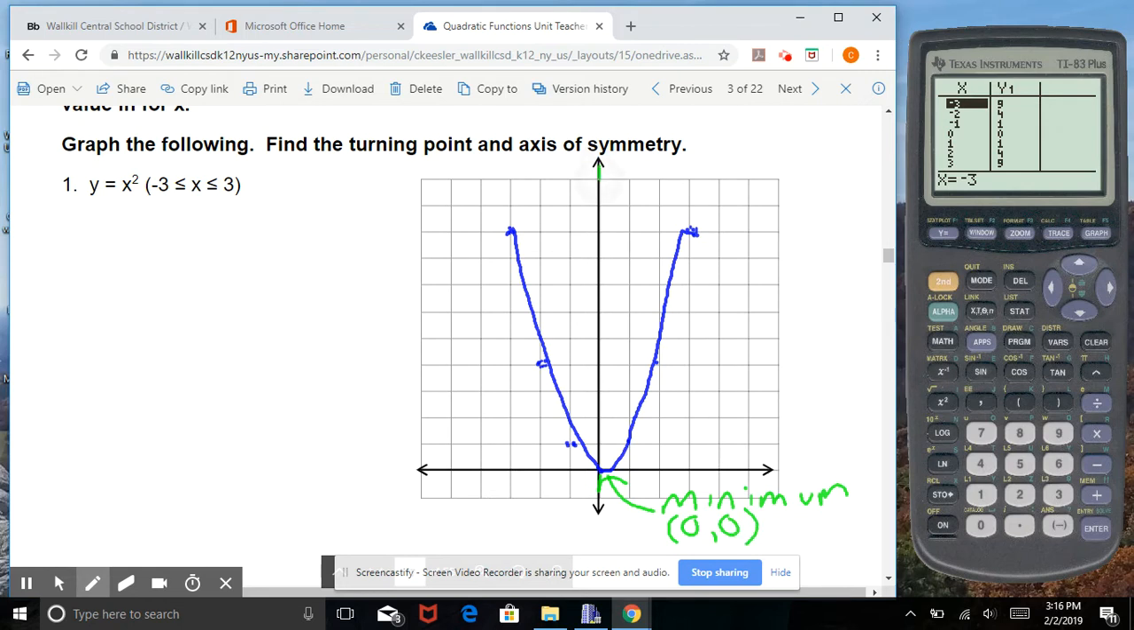The axis of symmetry in this case winds up being the y-axis because that's the line that you would fold both sides of the parabola over to have it be symmetrical, have each point match up. So the axis of symmetry is just x equals 0. Okay, very simple to graph. Let's take a look at the next one.